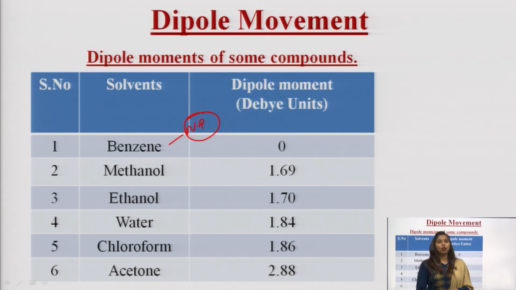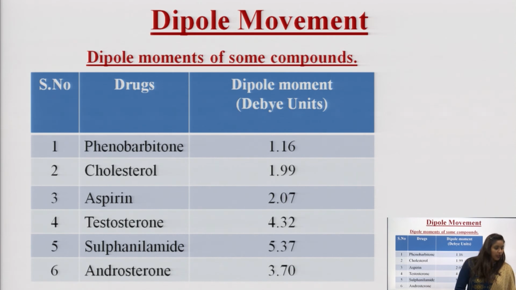Next we have methanol. Methanol's dipole moment is 1.69, ethanol is 1.70, water is 1.84, chloroform 1.86, and acetone is 2.88. So, these are some solvents with their dipole moments in Debye units, listed in this table. Moving to the next, we have dipole moments of some compounds.